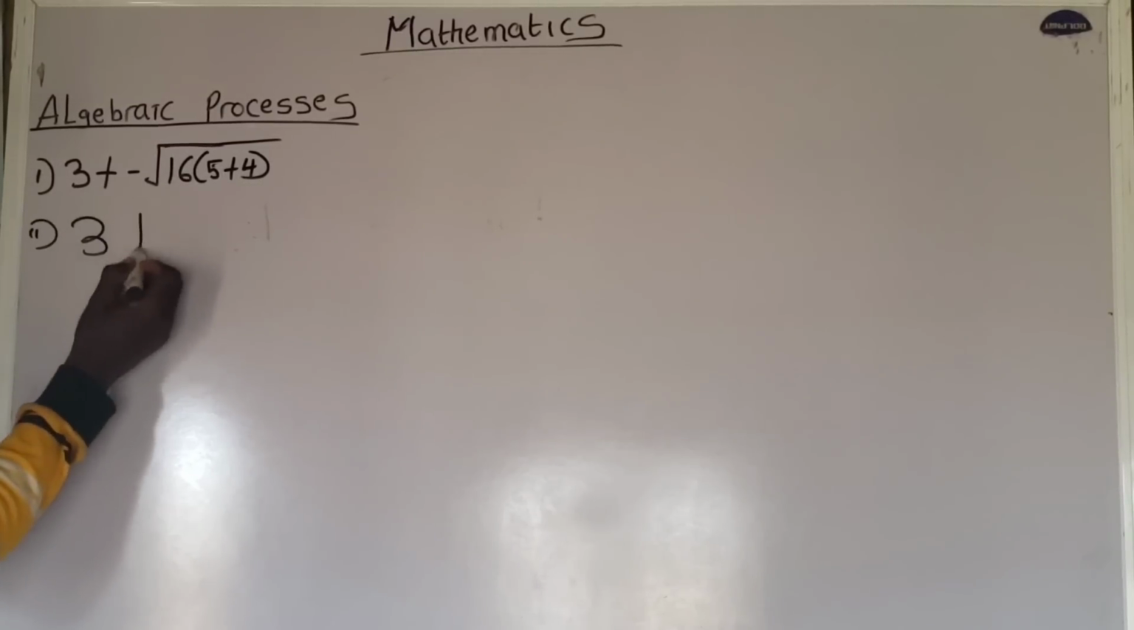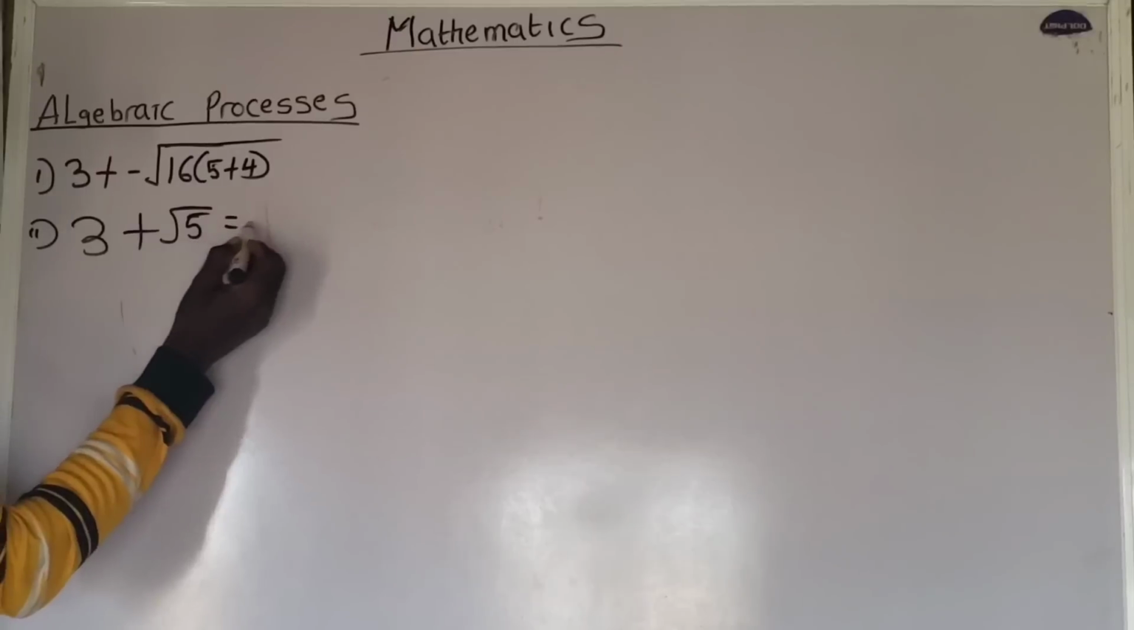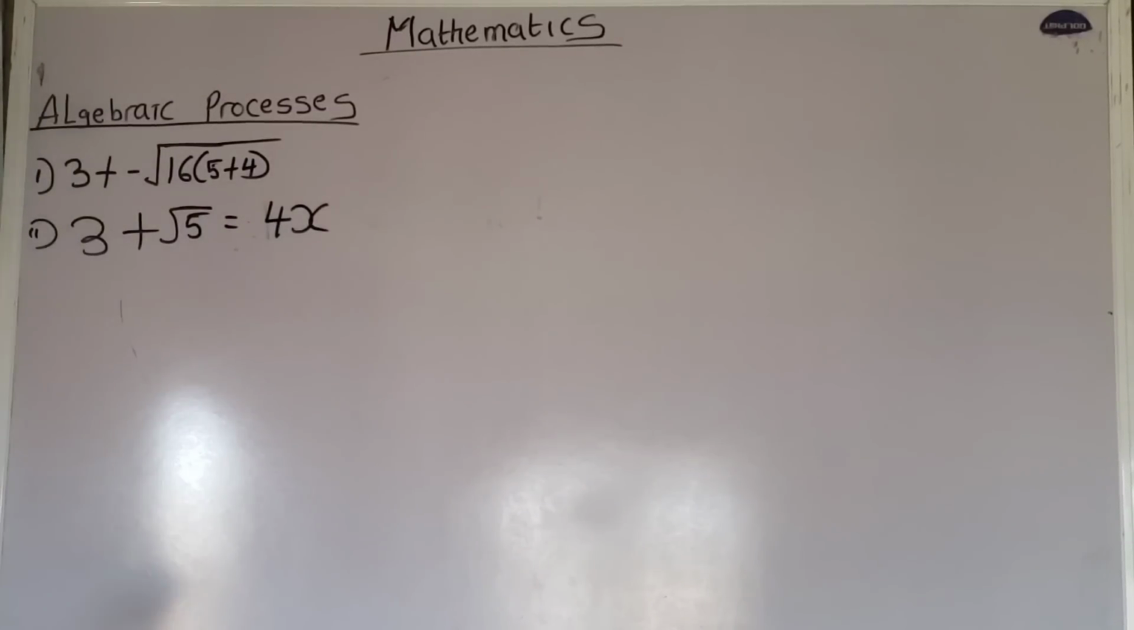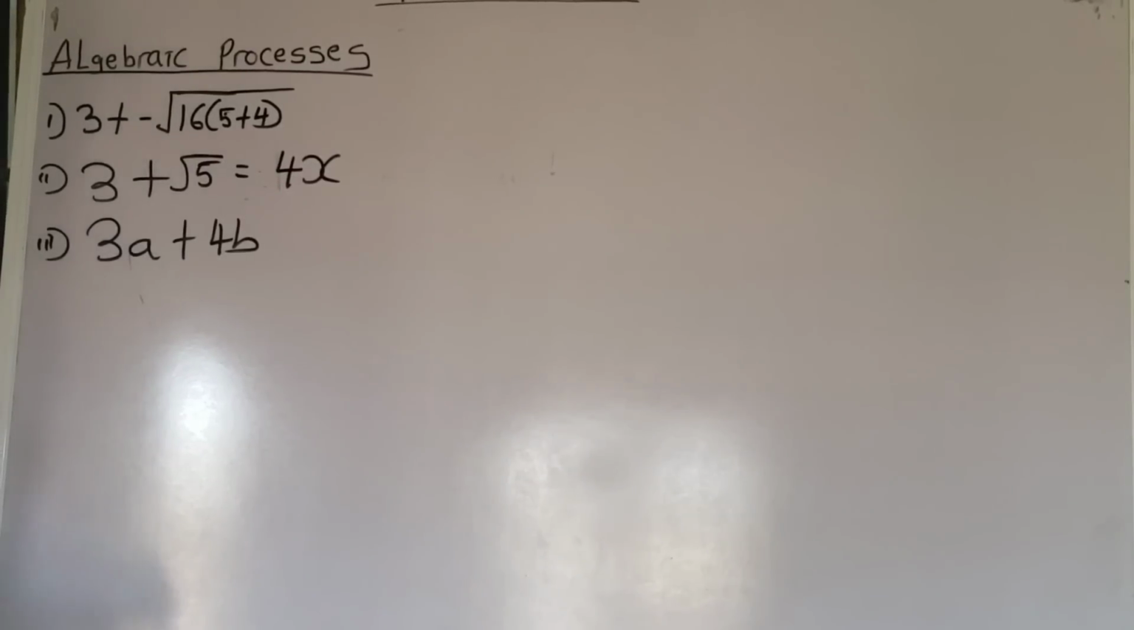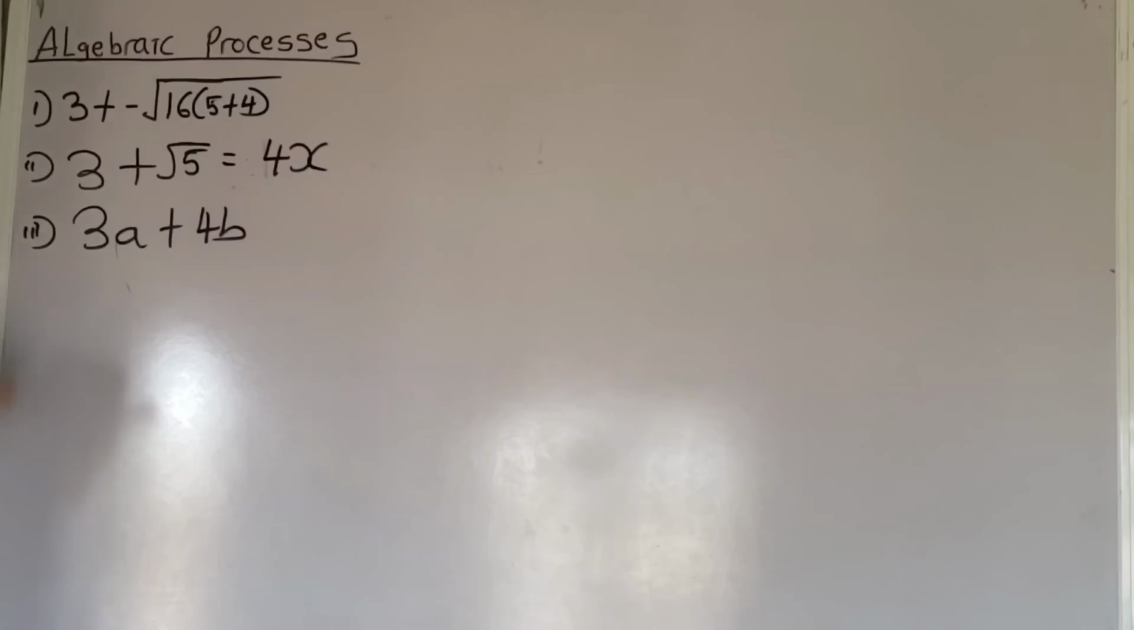Let's look at another example. Is this an algebraic expression or not? Yes, this is an algebraic expression, and the reason is because we have both letters and numbers. You understand? So an algebraic expression is an expression that contains both numbers and letters, or letters only. Okay, look at example 3. We have 3a plus 4b. This is also an algebraic expression because we have both numbers and letters.